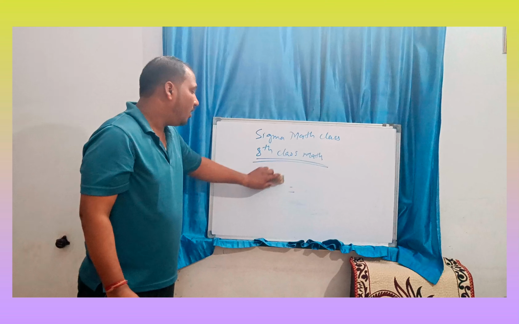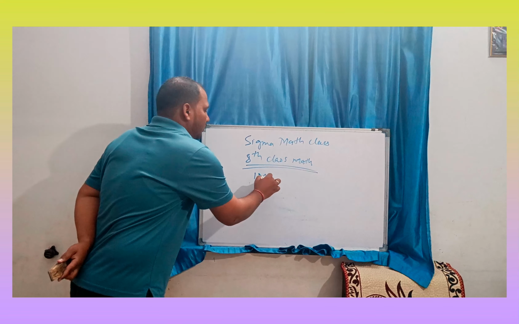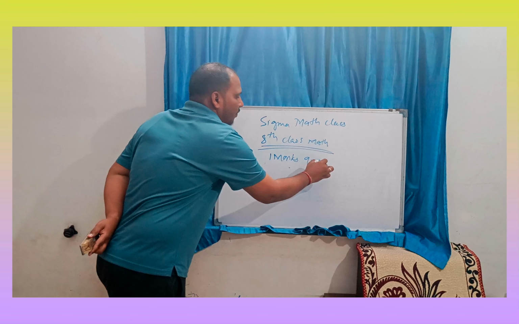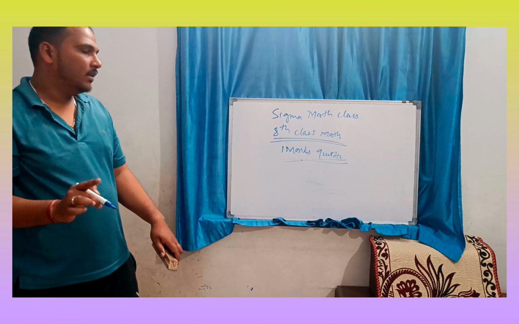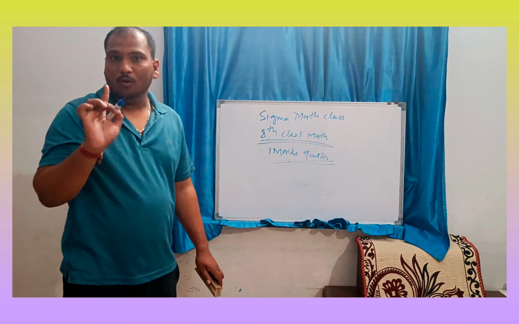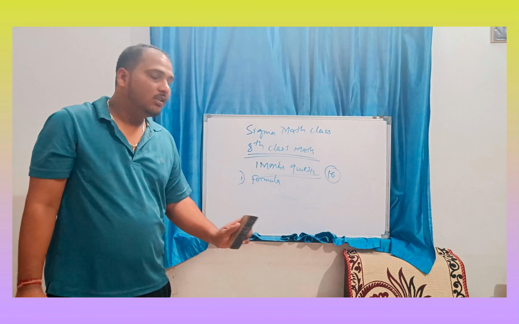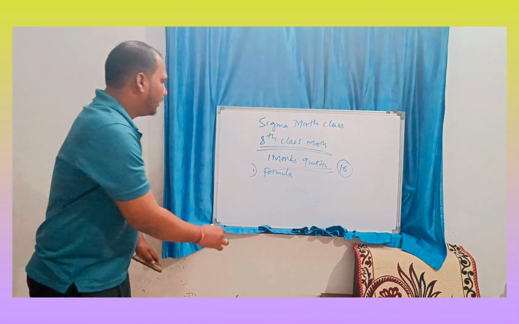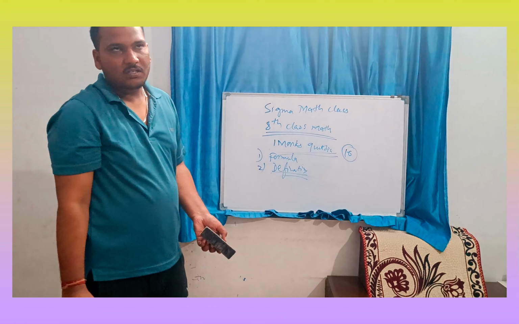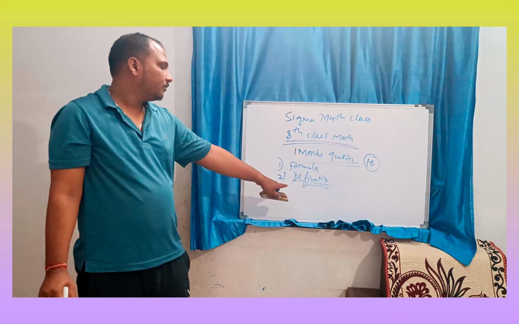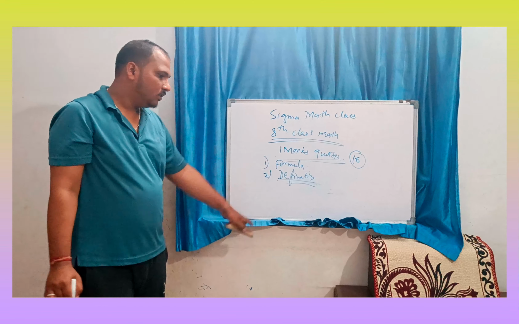Next we go to the 1 mark questions. In the 1 mark questions, one formula should be asked. There are 16 chapters in total, and one formula must be asked from them. Second, one definition is asked, whatever definition, such as graph definition, bar graph definition, or pie chart. Third, one question on coordinates.